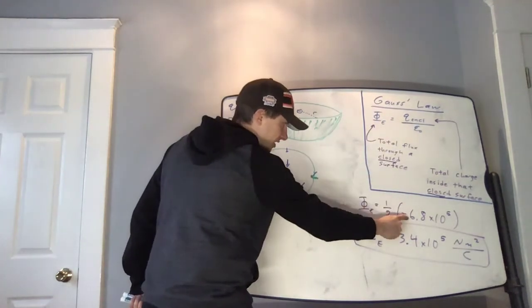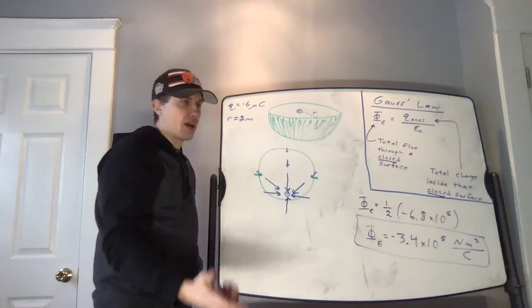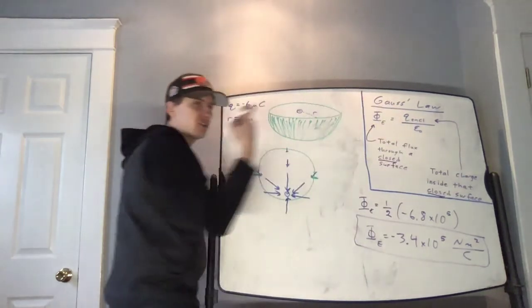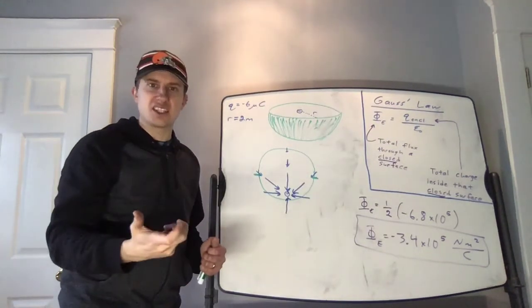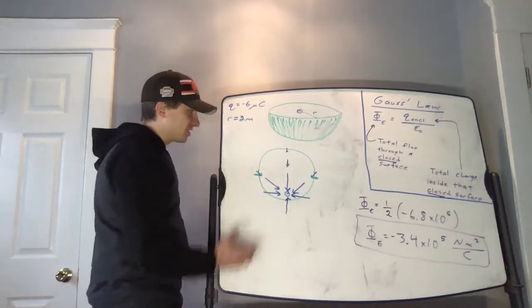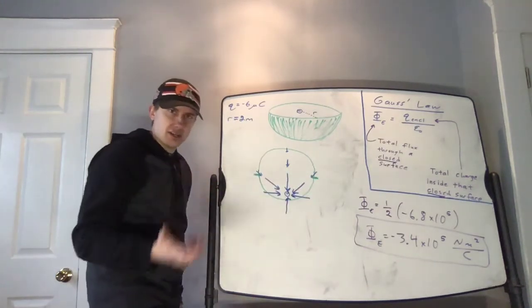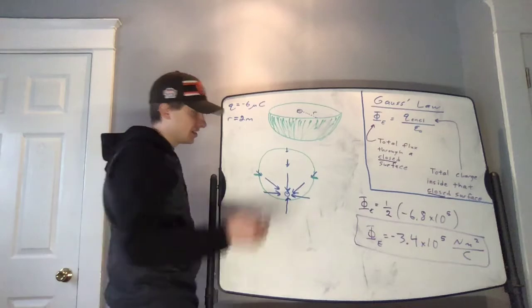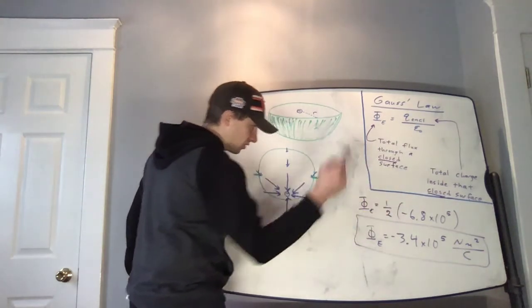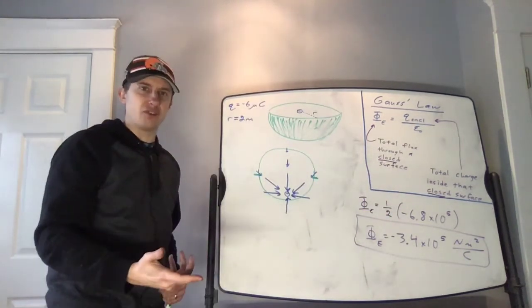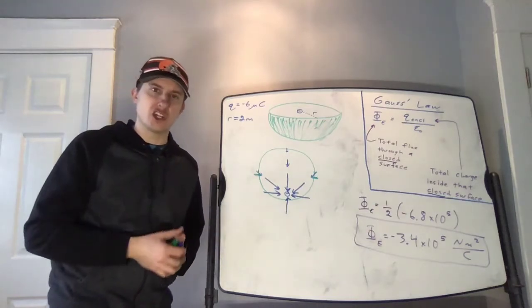It's still going to be negative 6.8 times 10 to the 5, because we still have the total charge inside the sphere, but it's no longer evenly distributed. So we could no longer just divide the total flux by 2 to get the flux through the southern hemisphere. It'll be some other distribution.